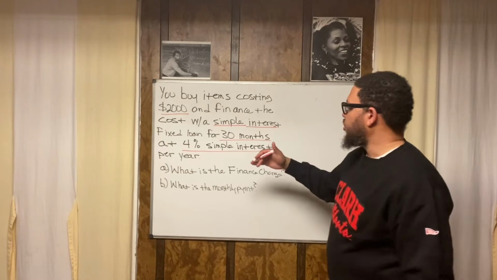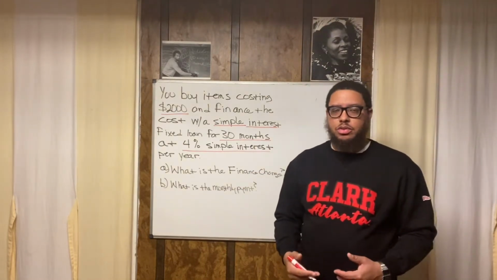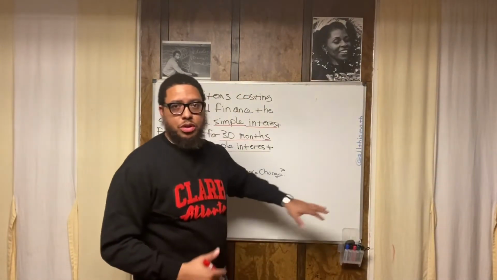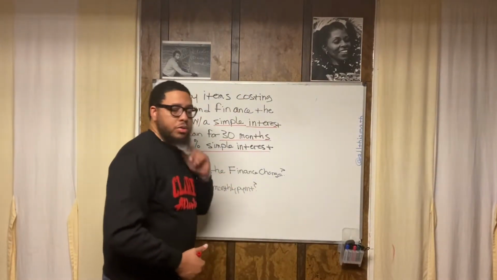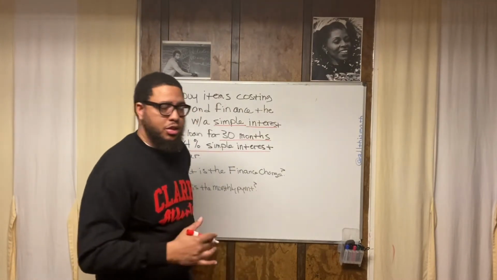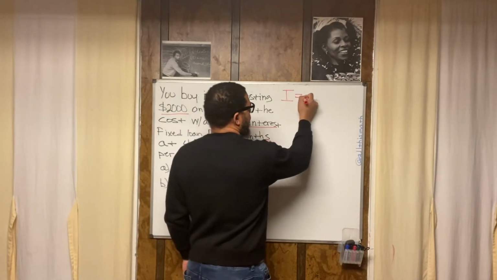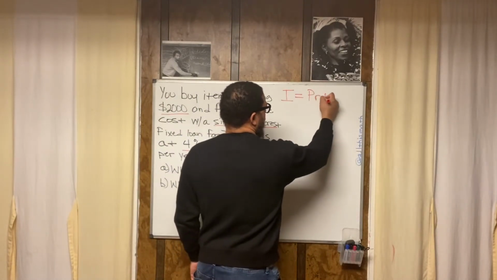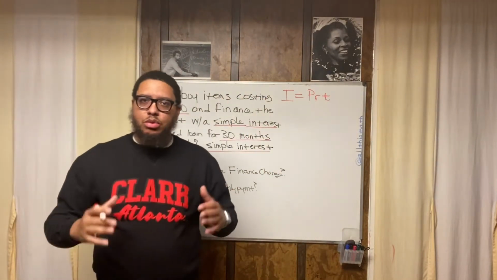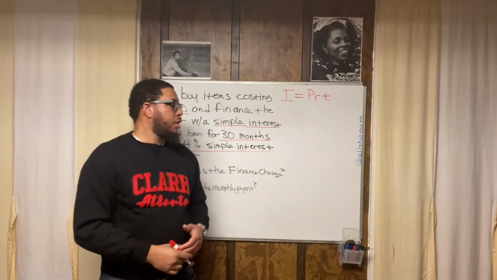Now, to figure out the finance charge, what we're trying to figure out is the interest. We're trying to figure out the interest. So let me slide over here because I'm going to use this section of the board to do all the work, right? Now, there's a simple interest formula that we all should become familiar with. This is the simple interest formula. I'm going to write it down. It's I equals P times R times T. So take a moment and write that down. I equals PRT.